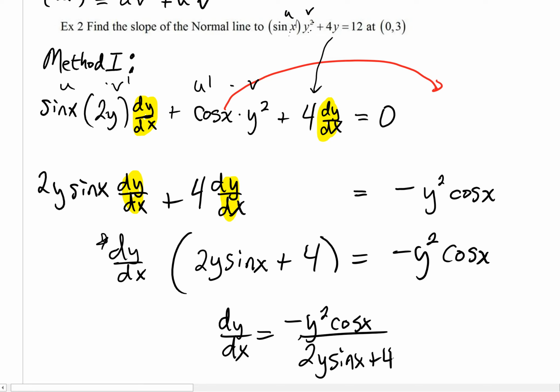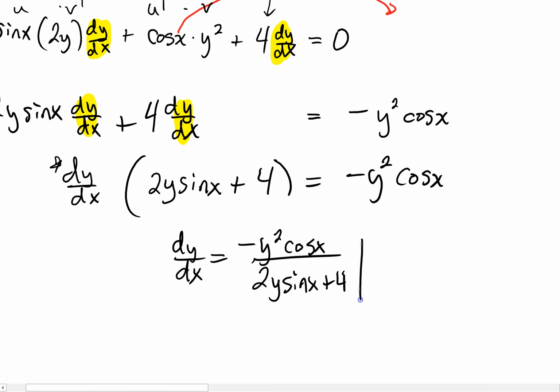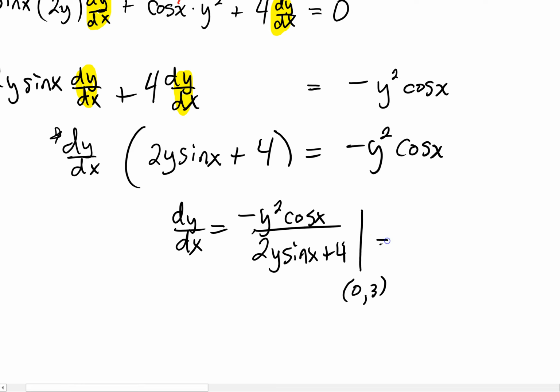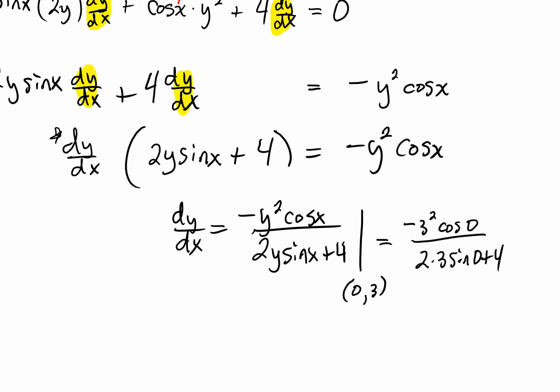That's your derivative. What they're actually asking for, though, is the slope of this normal line. Now, guys, real quickly, just want to show you that we are interested in plugging in the point (0, 3). Now, when you do that, you'll have a negative 3 squared cosine of 0. Down here, 2 times 3 sine of 0 plus 4. I hope you remember that the cosine of 0 is a 1. The sine of 0 is a 0.